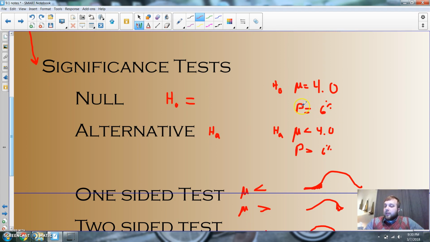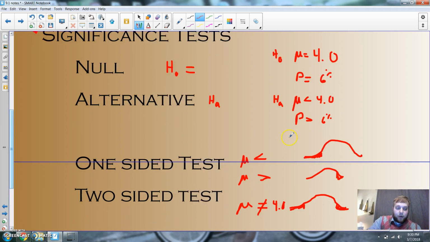But notice, once again, I'm not going to have a P hat. That's not what I'm estimating. I am estimating the whole population is something. So you'll never have that. Also, your null hypothesis will always be equals. It's not going to have a greater than or less than symbol. It's always equal to.